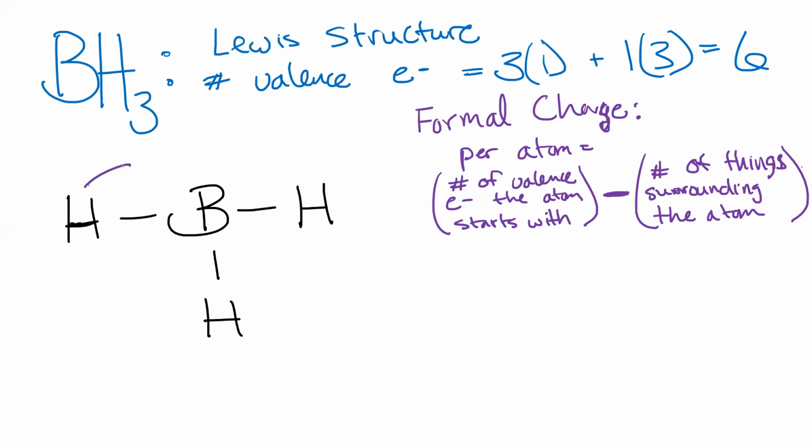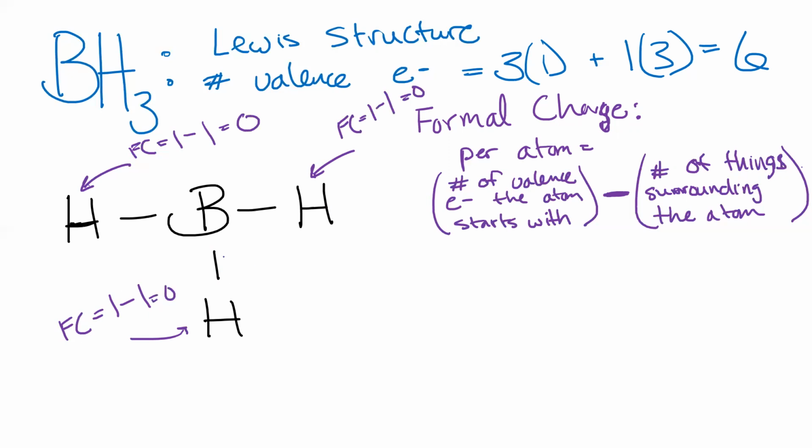So hydrogen here, the formal charge is, it starts with 1 minus, it's got one line drawn to it, so it's 0. The formal charge on this hydrogen is, it starts with 1 valence electron, as the periodic table tells you, as we counted for our valence electron calculation, minus 1 line drawn to it. And finally, this hydrogen here, formal charge is 1 minus 1, giving us 0 and 0.